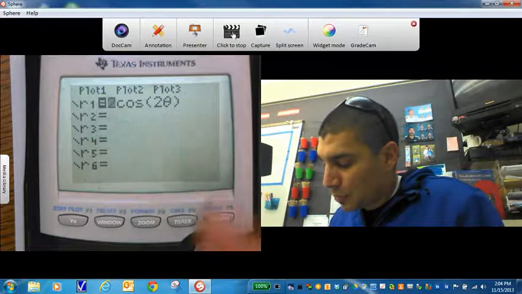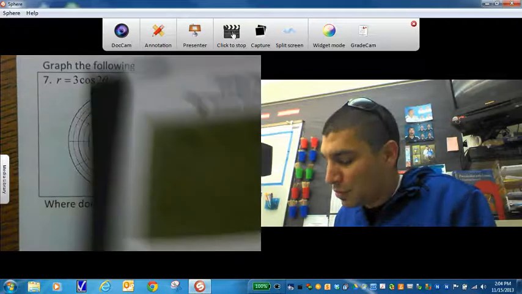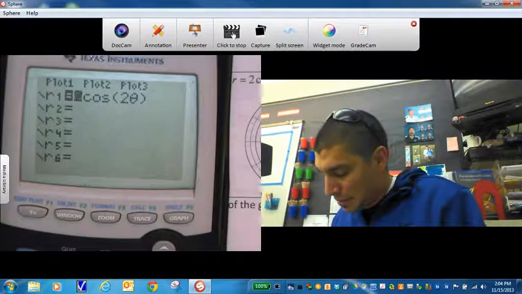So here's what I'm going to do. I'm going to put in this equation, 3 cosine of 2 theta, into this calculator. I'm going to press 3 cosine of 2 theta, and I'm going to press enter.